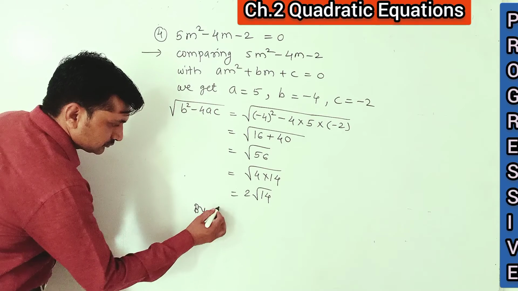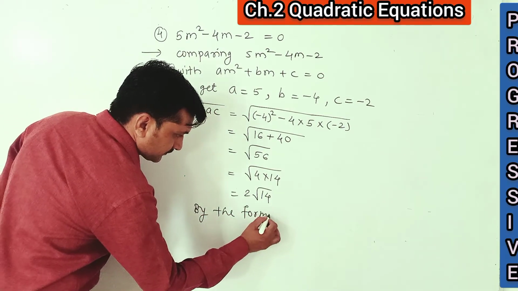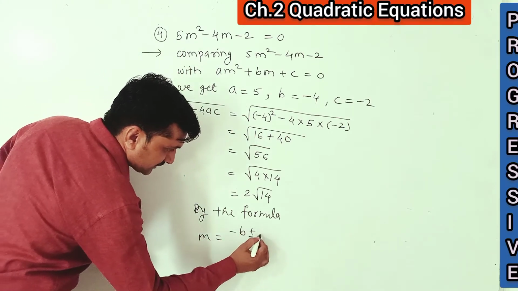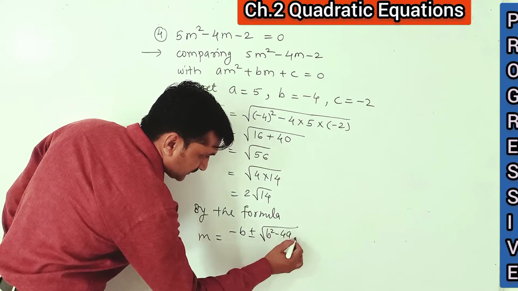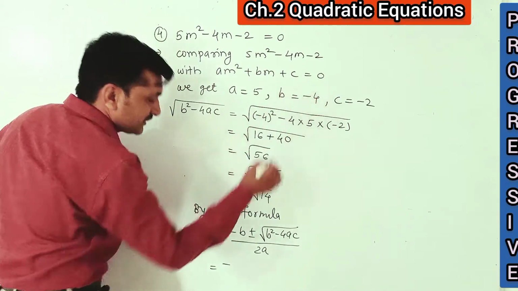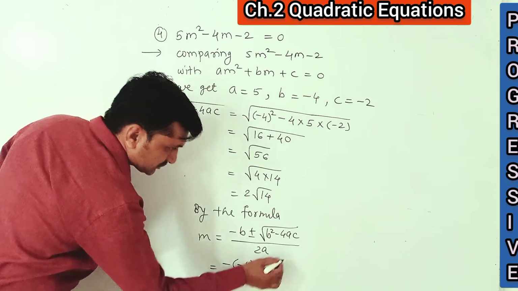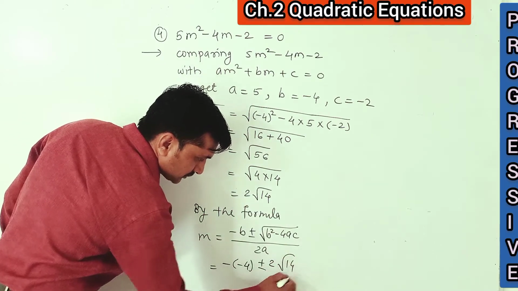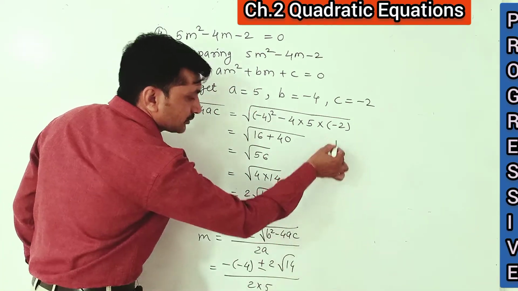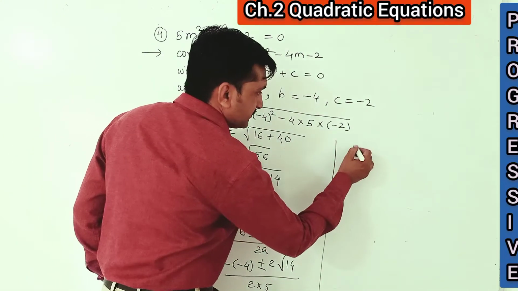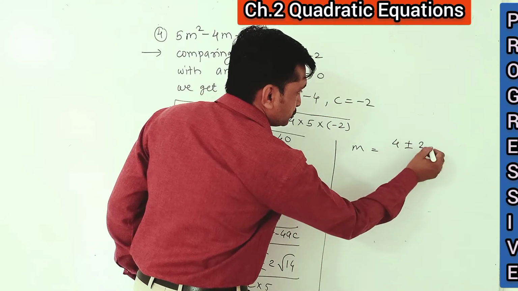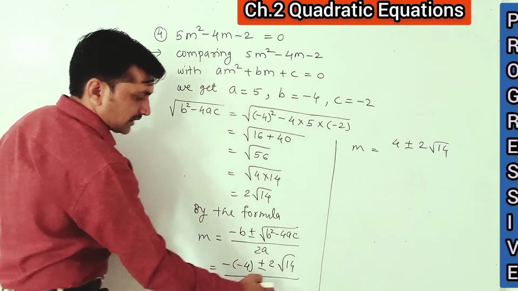Now by the formula, write down formula, variable m. Now therefore m is equal to minus b plus minus root b square minus 4ac upon 2a. Therefore minus, what is b value? B value is negative, minus 4 in bracket write down, plus minus, what is root value? Root value is 2 root 14 upon 2 multiplied by, what is a value? A value is 5. Okay, now solve this. Therefore m is equal to, now here you see minus minus plus 4 plus minus 2 root 14 as it is upon 10.